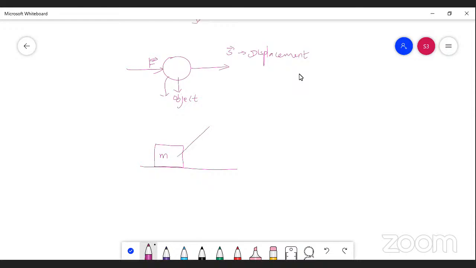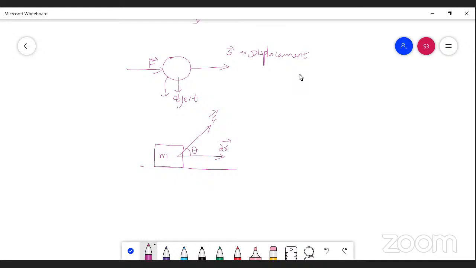Now we apply a force acting on the object. The external force acts on the object along this direction, F vector. Due to this force, the body displaces with a small displacement along this direction, dr vector. The dr vector makes the angle theta with the direction of the force, or theta is the angle between the direction of application of force and the direction of displacement.